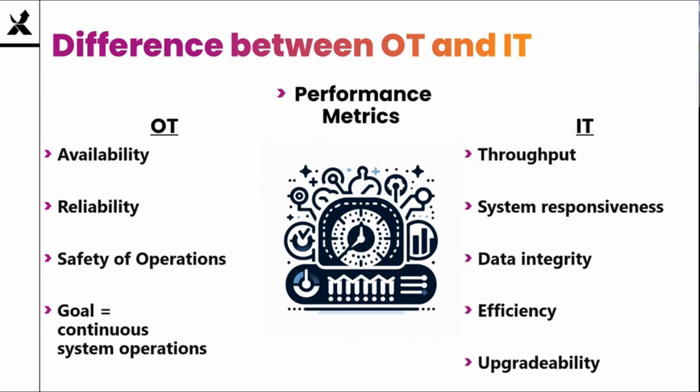Performance in OT is measured primarily by system availability, reliability, and the safety of operations. The goal is to maintain continuous, uninterrupted system operations. In IT, performance metrics often focus on throughput, system responsiveness, and data integrity. Efficiency and upgradability are also key considerations.